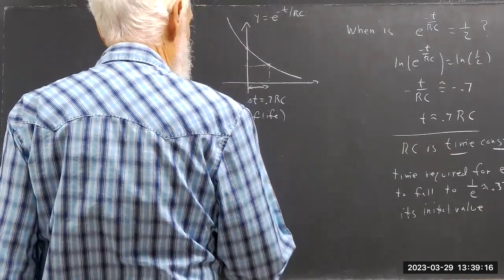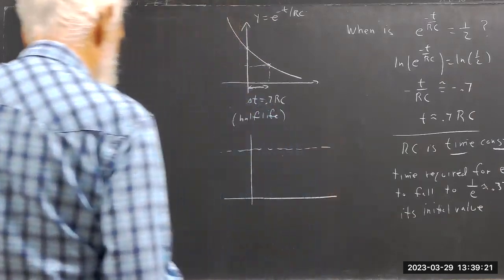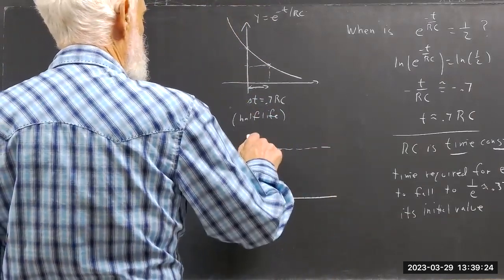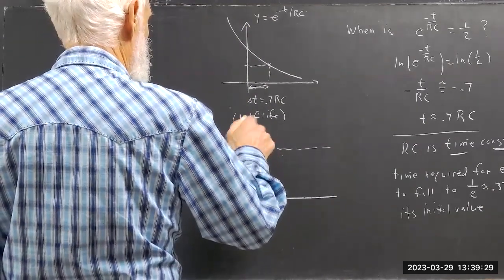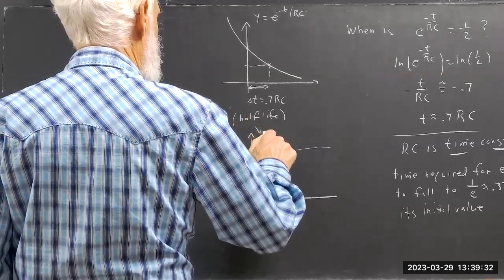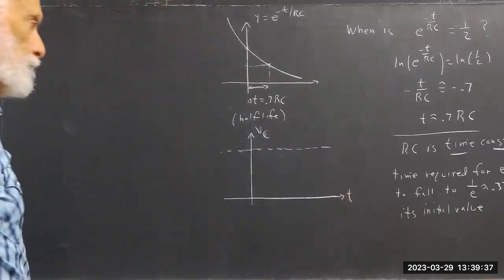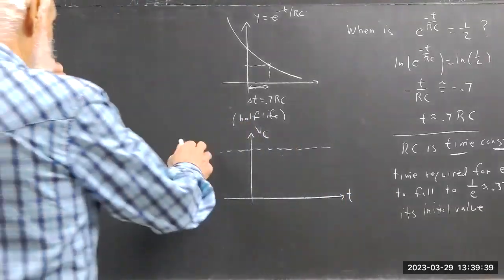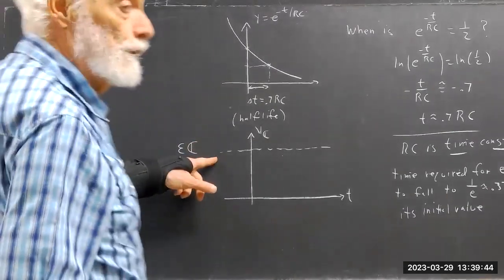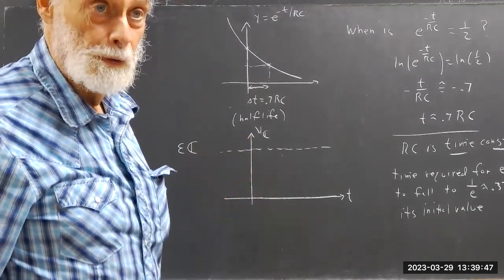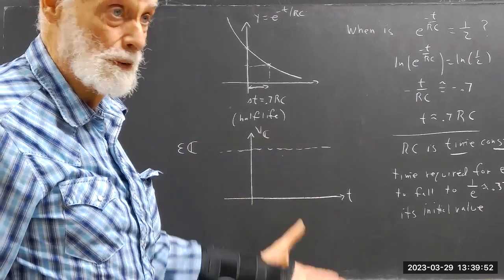For the capacitor circuit, let's say this is voltage, or let's say it's current. No, this is capacitor voltage. Capacitor voltage versus time. Capacitor voltage here, these are EMF times C. This is what you're going to approach when you close that switch.